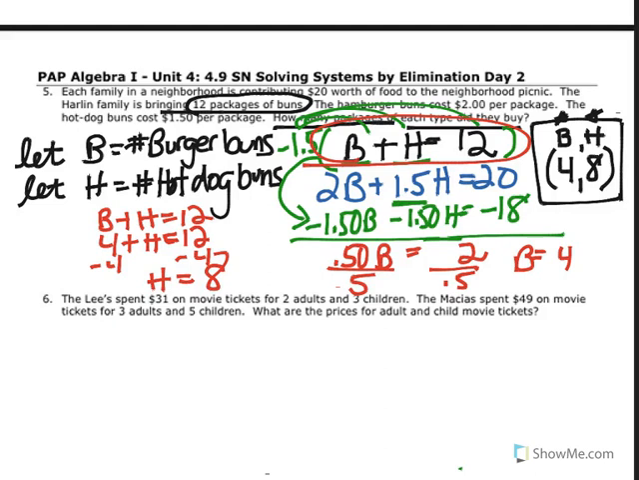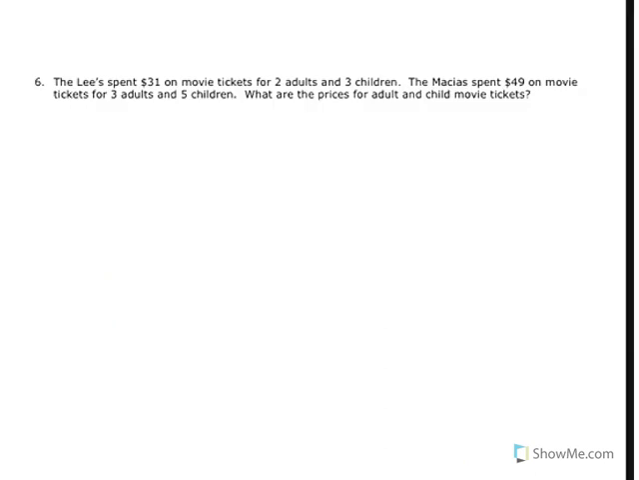Okay, let's go on to number 6. This is our last problem. The Lees spent $31 on movie tickets, for 2 adults and 3 children. The Messiahs spent $49 on 3 adults and 5 children. What are the prices for adult and child movie tickets? So that's what we're looking for, the price of the tickets. So that's going to help on our let statements.